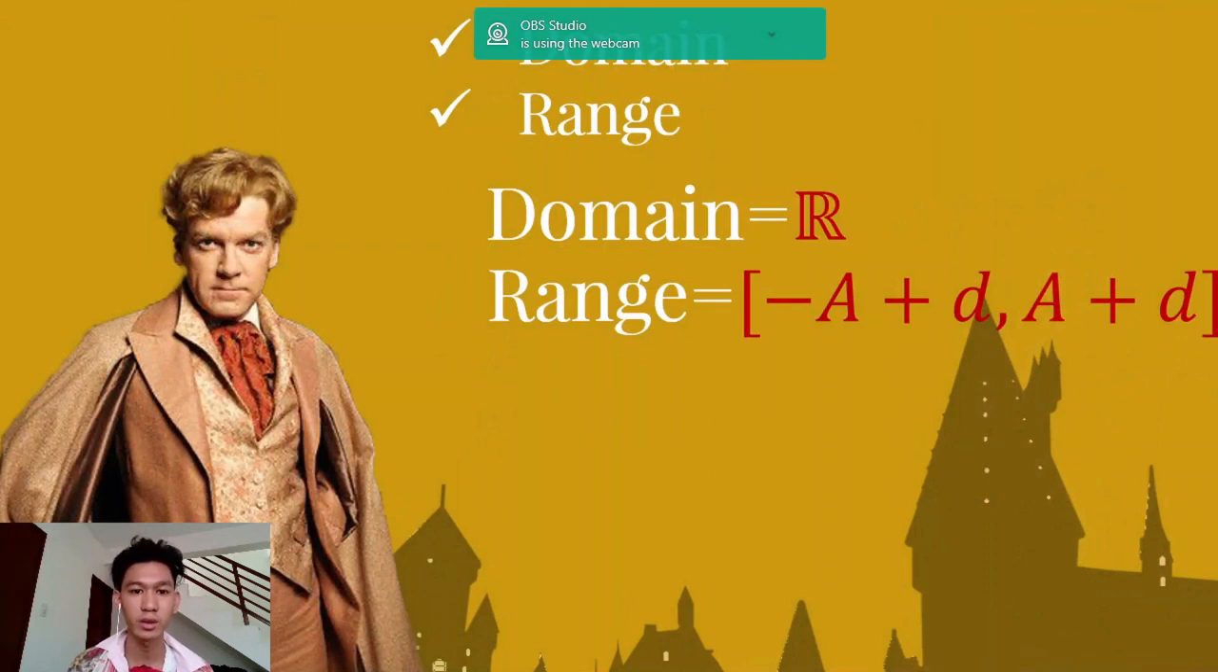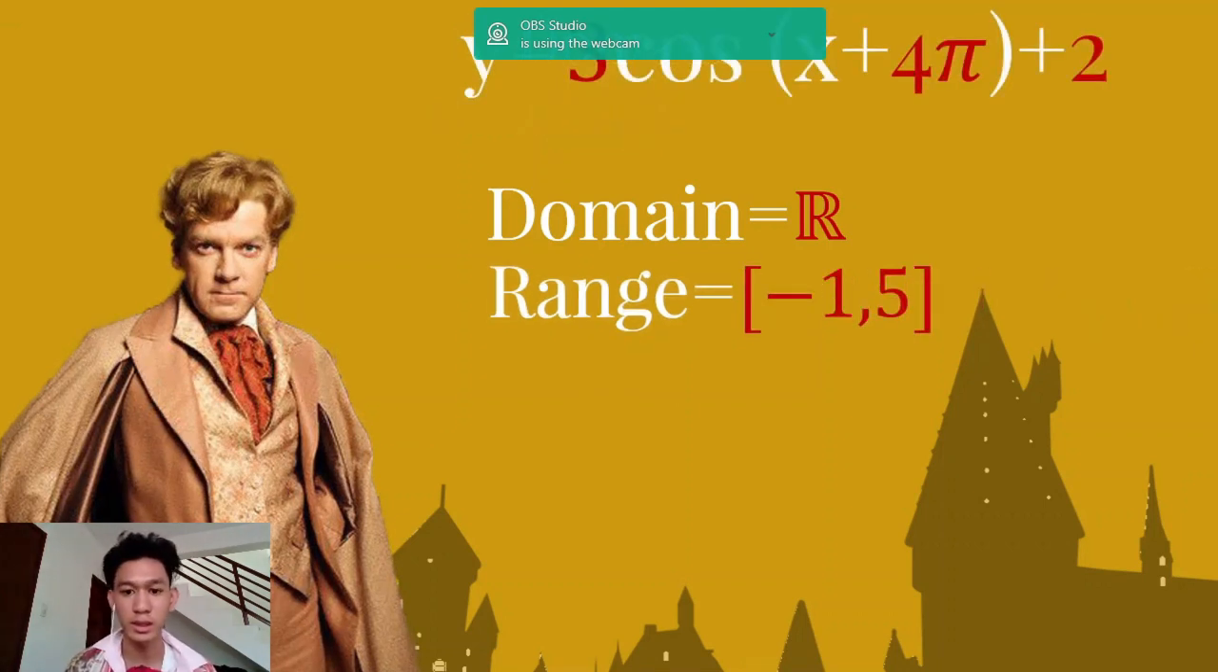After identifying those, we're going to identify the domain and the range. For domain, since there is no restriction, it will be all set of real numbers. For range, we're going to use this. We're just going to substitute negative a to negative 3 plus d to positive 2, and positive a to positive 2. Then negative 3 plus 2 is equal to negative 1. Then positive 3 plus 2 is equal to positive 5.